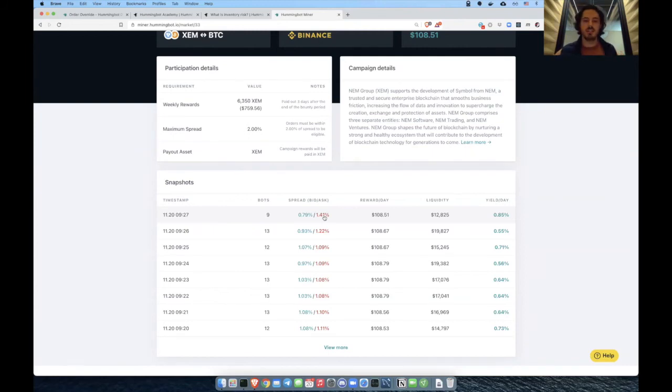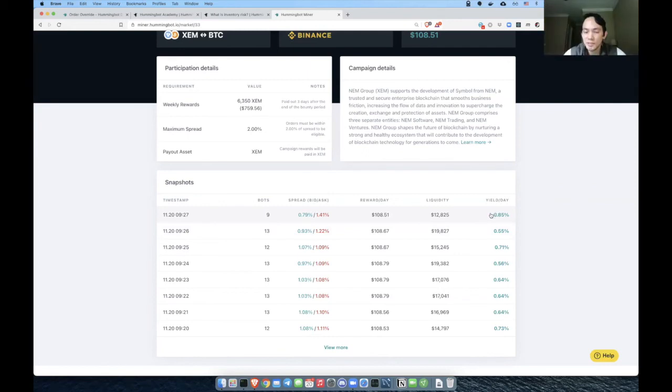Excellent. And the tighter you have your spread, the more yield you earn, essentially. Yeah, that's right. The tighter the spread, the more rewards you get, because it's weighted based on spread. Right. And the yield, is that based on the amount of orders that go through from my bot, or on how many orders are in the book?